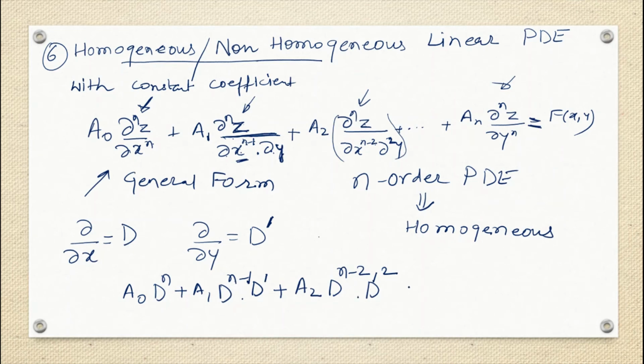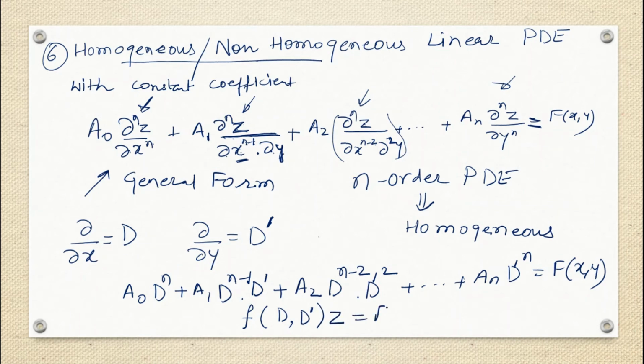And then last term will be what? Last term is nothing but an, then D'^n. And then right hand side is as it is. Right hand side is what? The function with respect to x and y, okay. So this is the general form. Again, the other way to write homogeneous linear PDE, okay. Or briefly we write the same thing as function of D comma D' z equals f(x,y), fine.